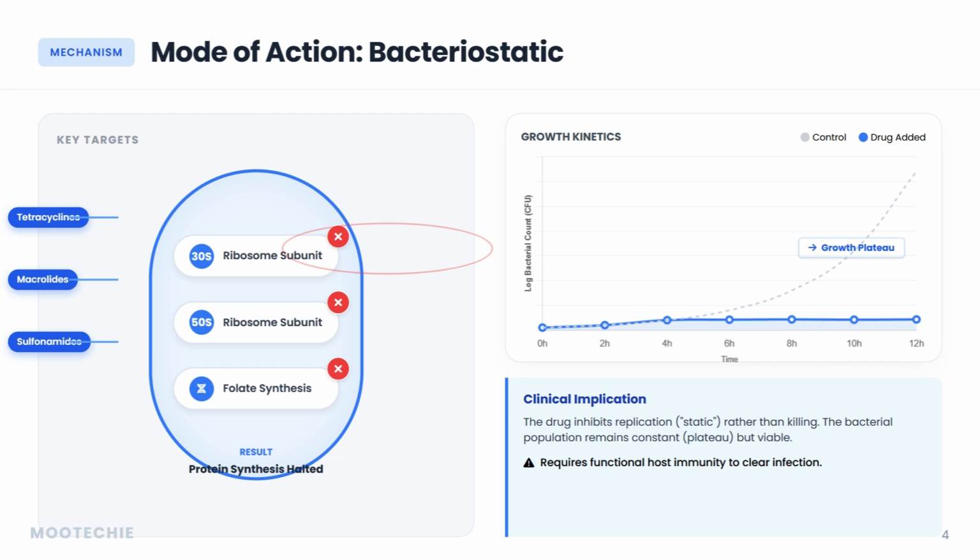The clinical implication reinforces this. The drug inhibits replication, static, rather than killing. The bacterial count stays flat. This approach absolutely requires a functional host immunity to ultimately clear the infection. In someone with a weak immune system, a bacteriostatic drug might not be enough.